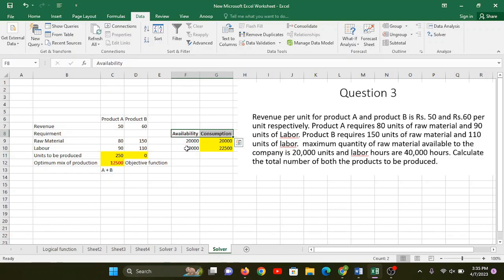In this case, availability is 20,000, consumption is only 20,000. Availability is 40,000, consumption is 22,500. So we are still left with 17,500 units of labor, which is unused. So we can transfer it to some other department. If you know this, it helps you achieve the target of resource optimization. I'm trying to maximize my revenue, which is 12,500 in this given case. And whatever method or calculator you use, the output cannot be better than this.